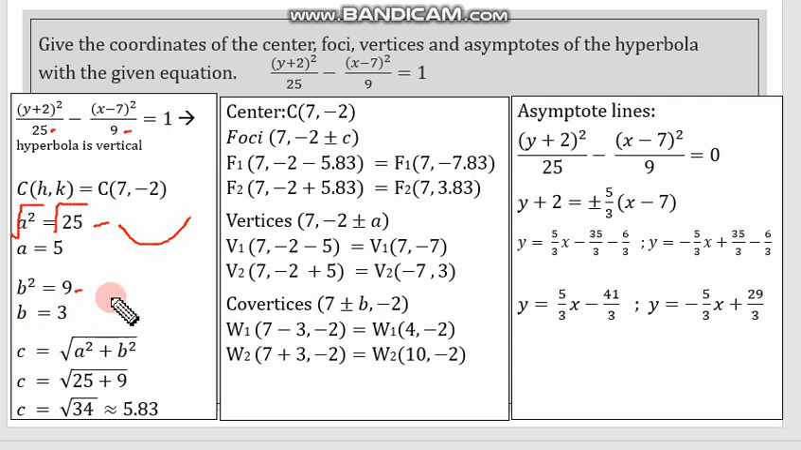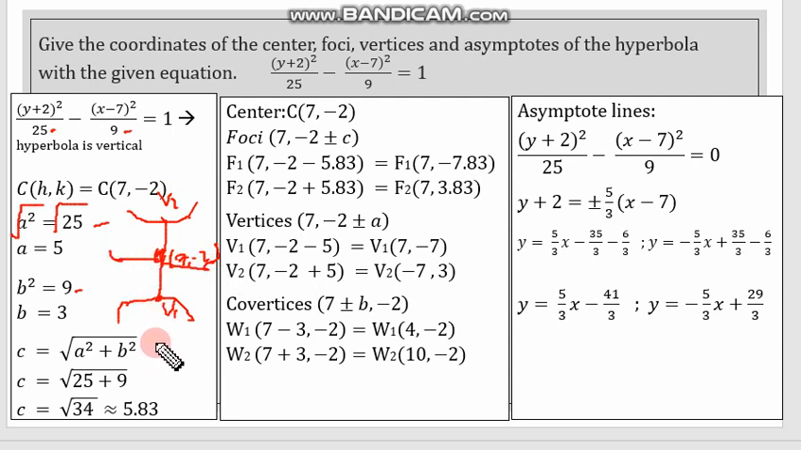So this is our hyperbola, opening upward and opening downward. This is the center here at 7, negative 2. Here are the vertices, vertex 1 and vertex 2. And we don't yet know where the b is for the co-vertices.